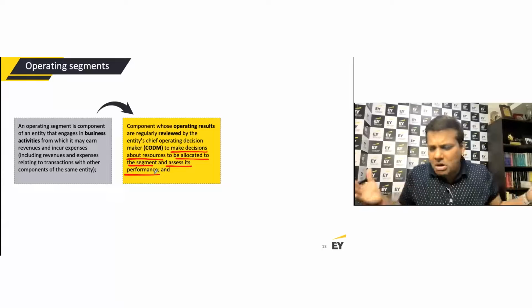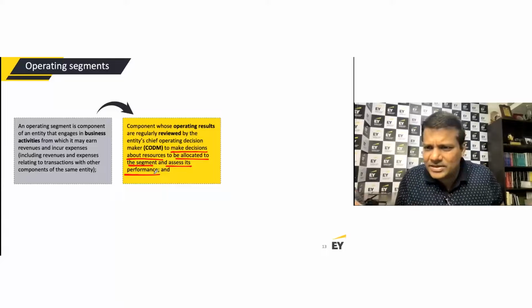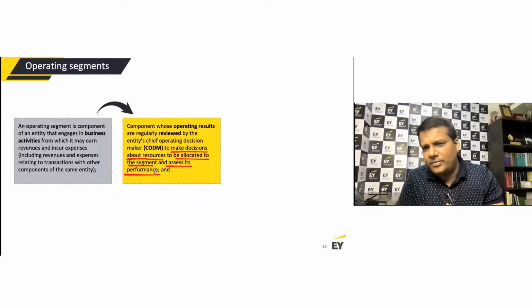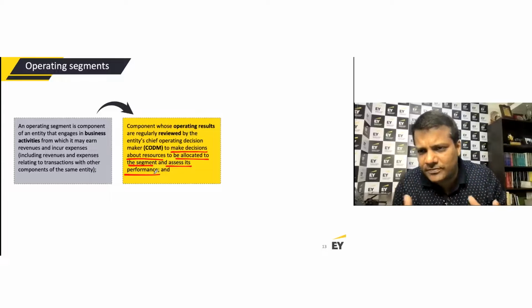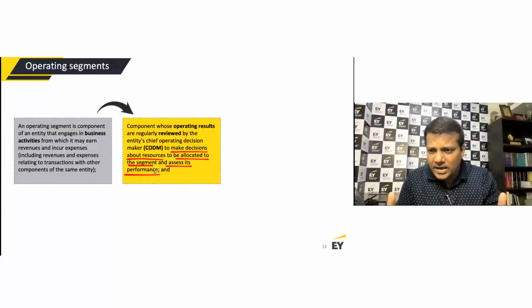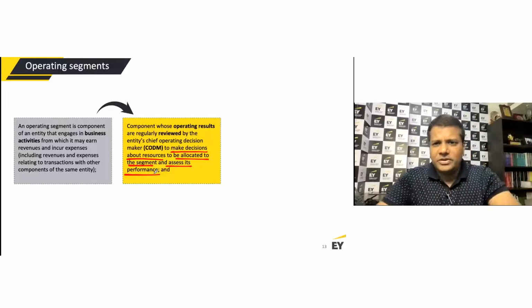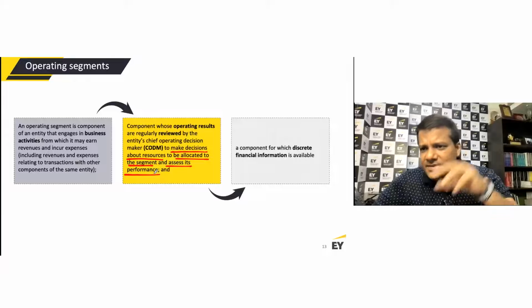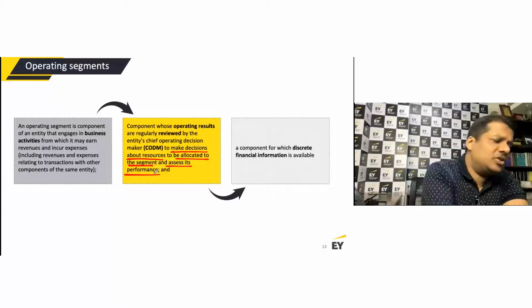If the CODM is not looking at that, that information is not relevant because that's not strategic, right? So the CODM has to be provided with that information. That person or committee or the function has to review and then take a decision about resource allocation and performance review. All right. And the third criteria is that the discrete financial information is available.